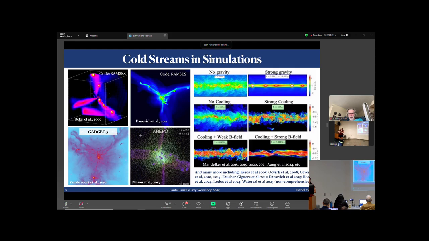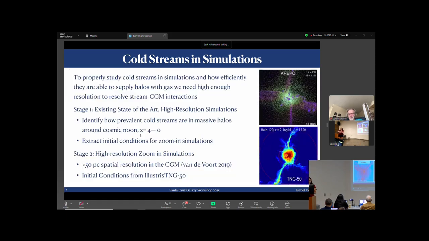So what we really need is something that combines both of these, where we have high resolution in the CGM and a cosmological box and cosmological context. So we're working on approaching this in two phases. The first is to look at existing cold streams in some of the higher resolution cosmological simulations that exist now, and identifying how prevalent they are, bracketing around cosmic noon, and then from these simulations we're extracting initial conditions to run our own high-resolution zoom-in simulations with the goal of 50 parsec spatial resolution throughout the entire volume of the CGM based on the spatial refinement technique presented in Van de Voort 2019.